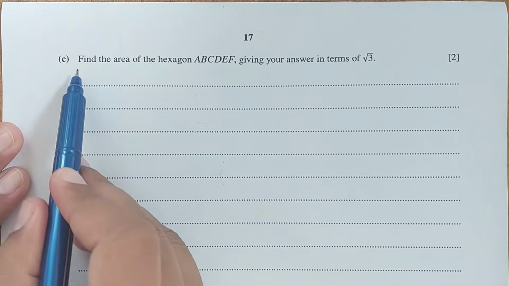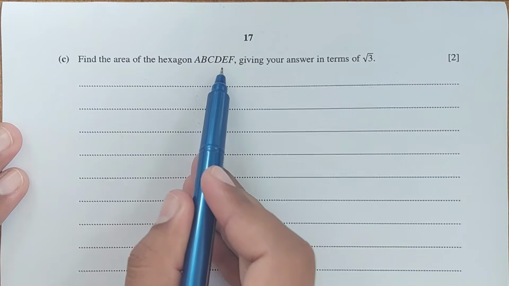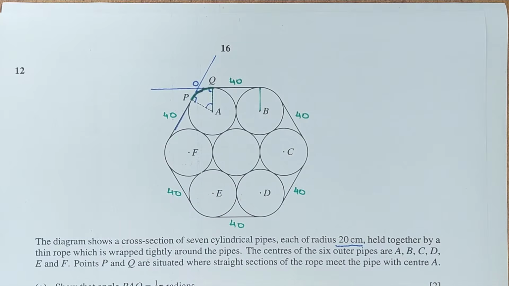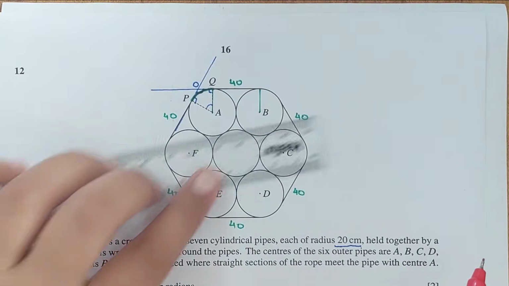Now for part C, find the area of hexagon A, B, C, D, E, F, giving your answer in terms of square root of 3, right? Okay, let me draw this hexagon.